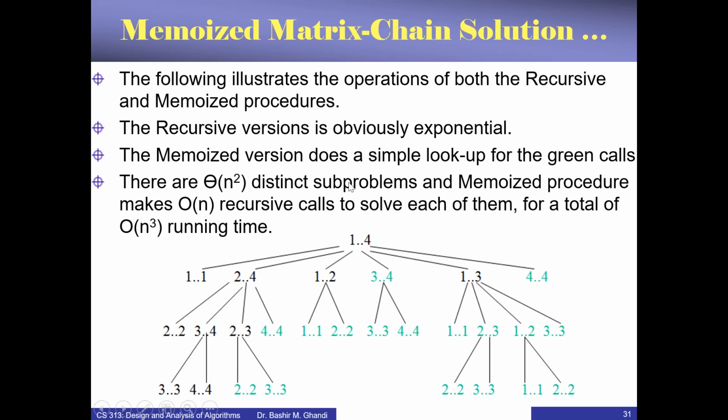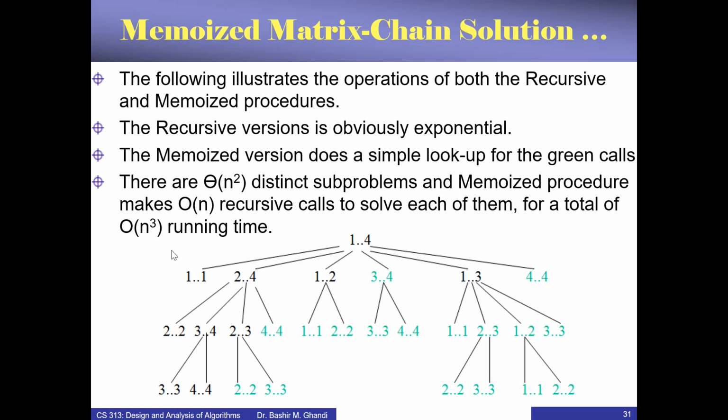Therefore, the total running time will be big O of n cubed. N squared is the total number of subproblems, plus what is needed to solve them. It's just a linear operation needed to solve each one of them. So overall, you have the running time to be big O of n cubed.